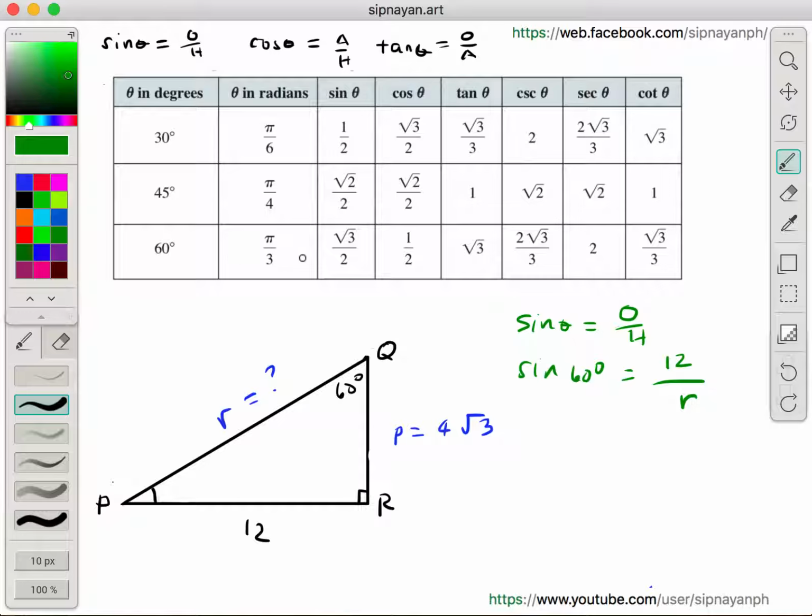So, what is sine 60? 60 degrees, what is the sine? Square root of 3 over 2. Square root of 3 over 2 equals 12 over R. Now, usually, kino-cross multiply lang yan, no? By cross multiplication, pero hindi kasi yun mathematical, no? But anyway, we can just multiply both sides by 2R.